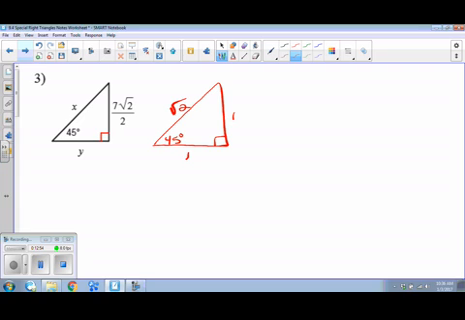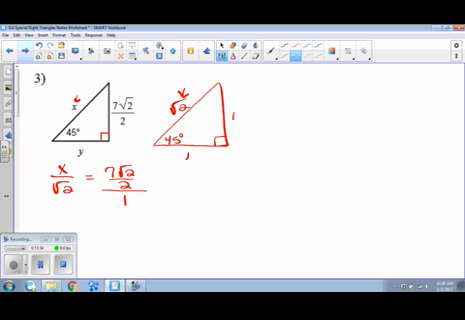Okay? So let's solve for x. So it's x over what? X over square root of 2, because here's my corresponding part, this one and this one. Hypotenuse over hypotenuse equals, I can't do y over 1 because then that'll give me two unknown variables, right? So equals 7 square roots of 2 over 2 over 1.